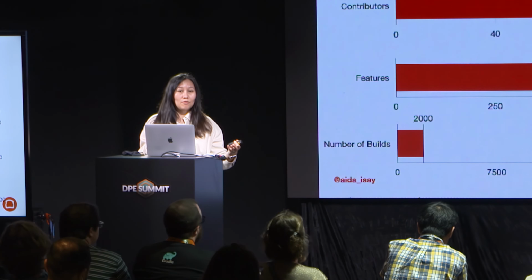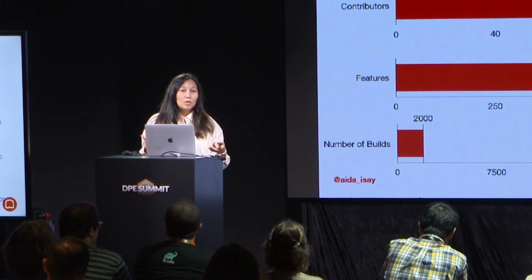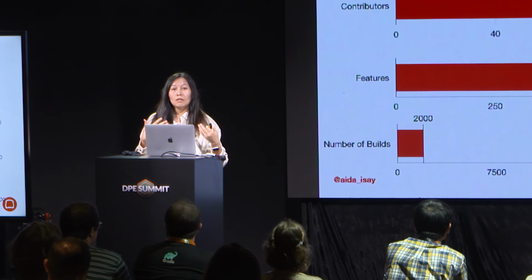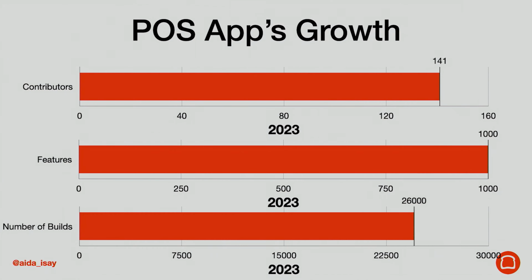And when you have a lot of features and you have a lot of contributors, what ends up happening is the number of remote builds does increase. So we started with less than 2,000 builds a year. Now we're up to 26,000 builds a year only on PRs. So everything has increased in the past 8 years dramatically.